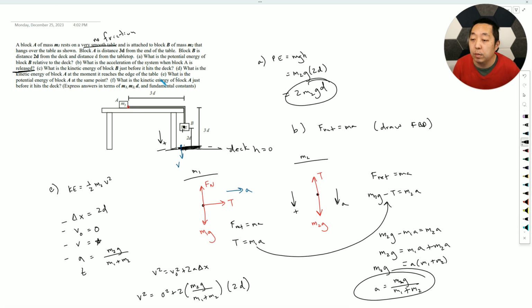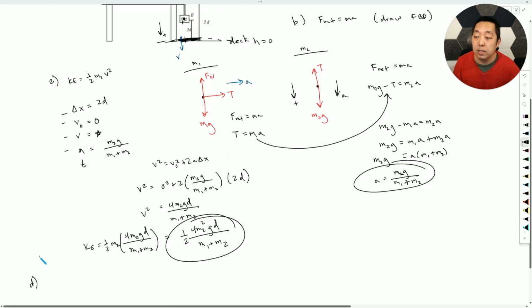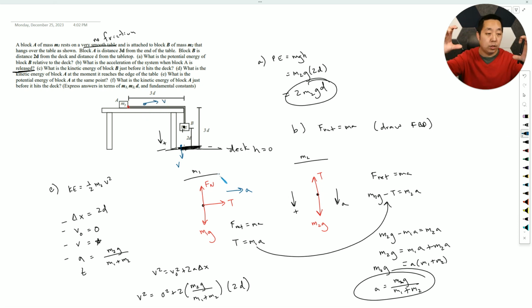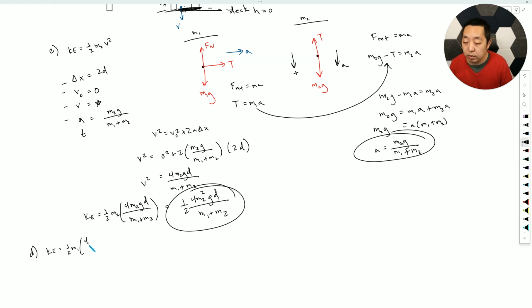What's the kinetic energy of block A at the moment it reaches the edge of the table? Well, they both are going to be moving with the same speed. Whatever velocity this one is moving with, the other is moving with the same velocity. Why? Because the rope, again, is not stretchable. So when they move, they have to move together, right? So the kinetic energy there is just going to be 1/2 m1 times the same v squared. So this would be 1/2 times 4, which is 2 m1 m2 gd over m1 plus m2.